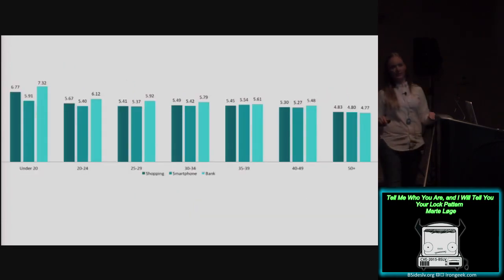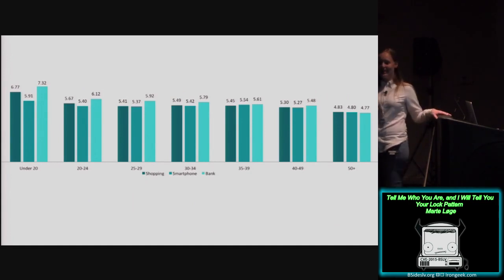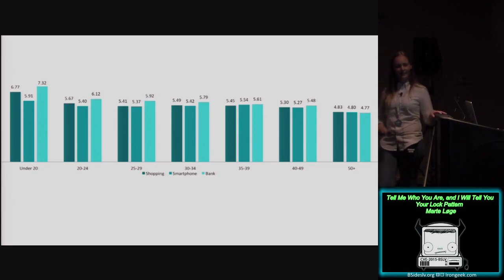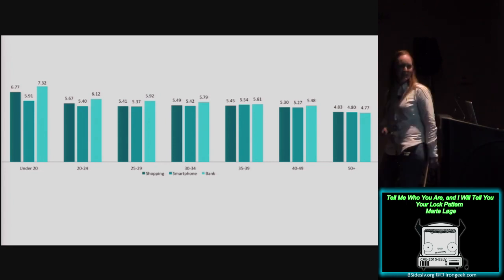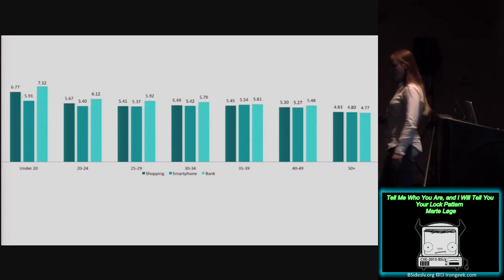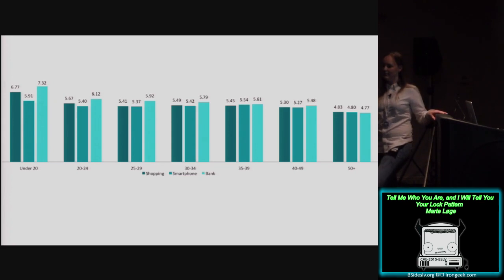And just to recap, the age of people. So this is the average created pattern length, and I saw again a statistically significant difference between the patterns created by young people and older people, if I can say. So the graph is going... yeah. And that's good.